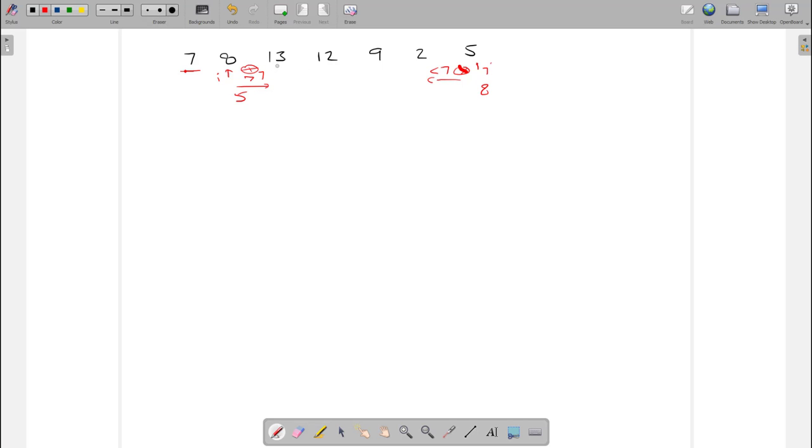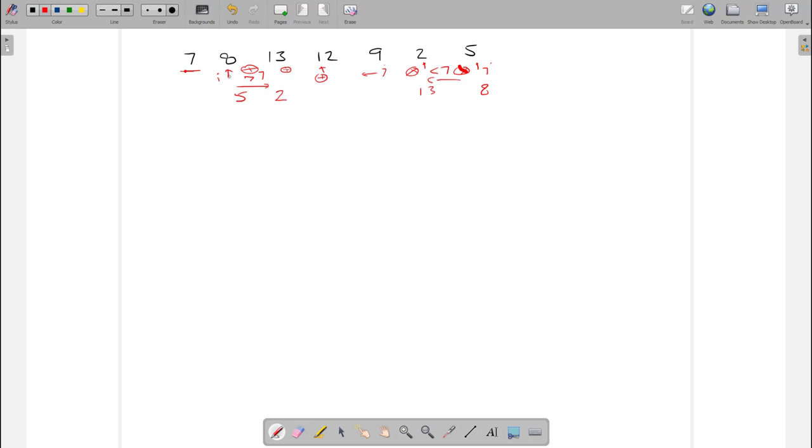I then moves to 13. Is 13 greater than 7? Yes, it is. So we have to stop here. J points to 2 now. Is it smaller than 7? Yes, it is. So we have to stop here and we have to interchange these two. So 2 comes here and 13 comes here. Now I points to 12. Is 12 greater than 7? Yes, it is. So we have to stop here. J points to 9. Is it smaller than 7? No, it is not. So it moves forward.